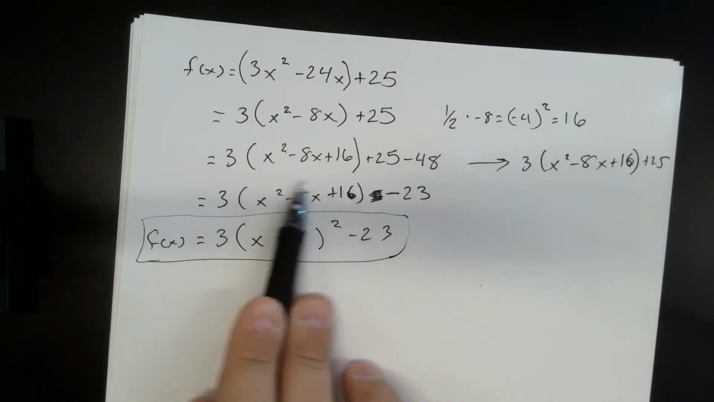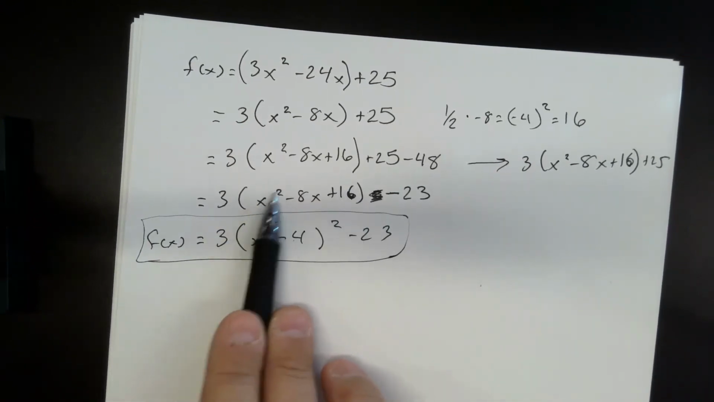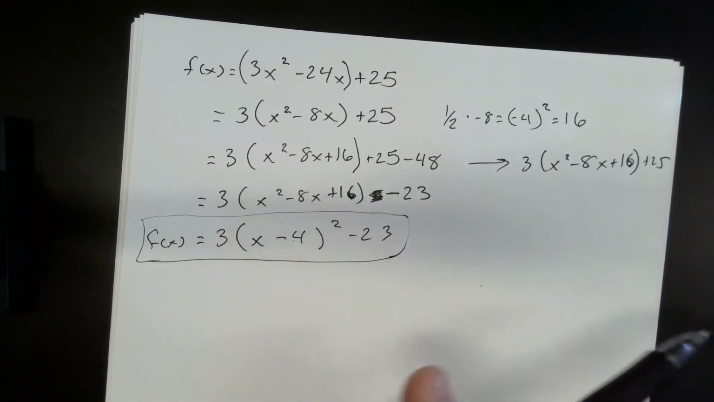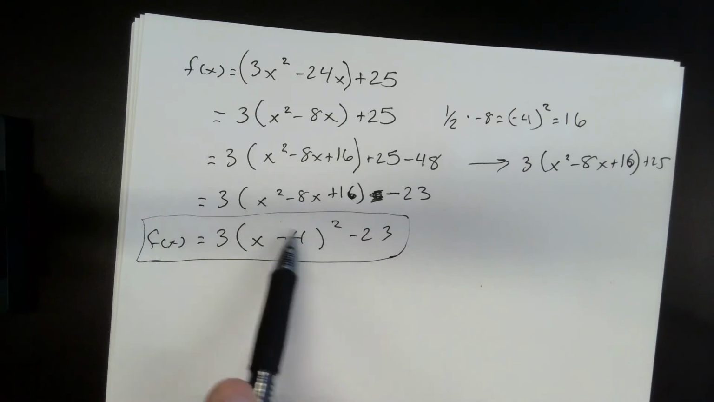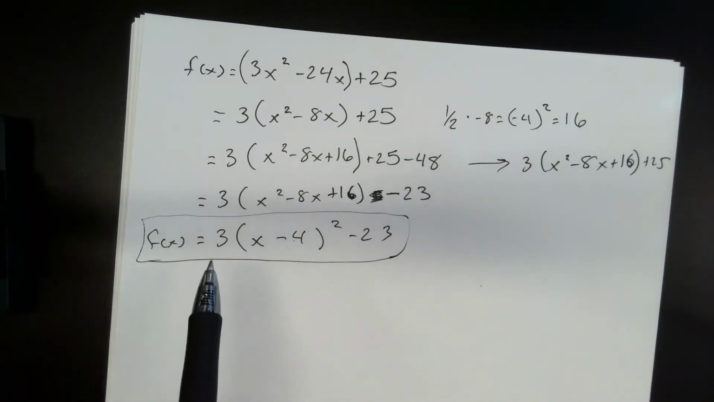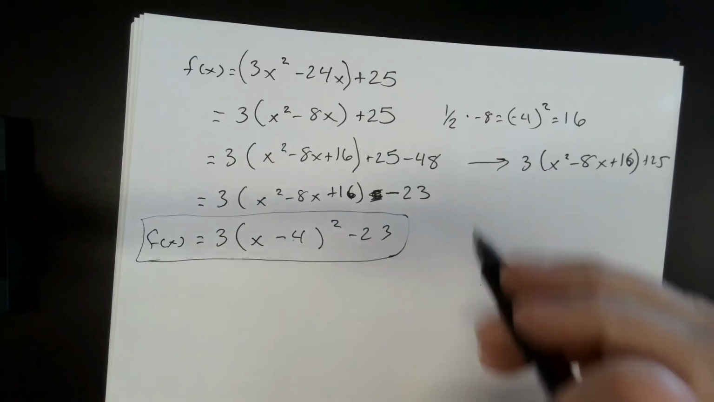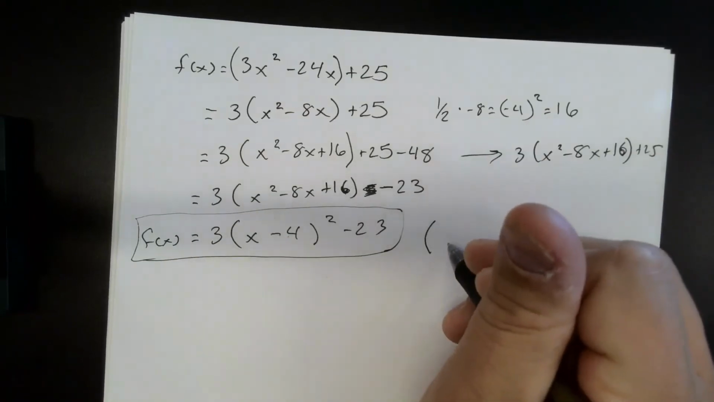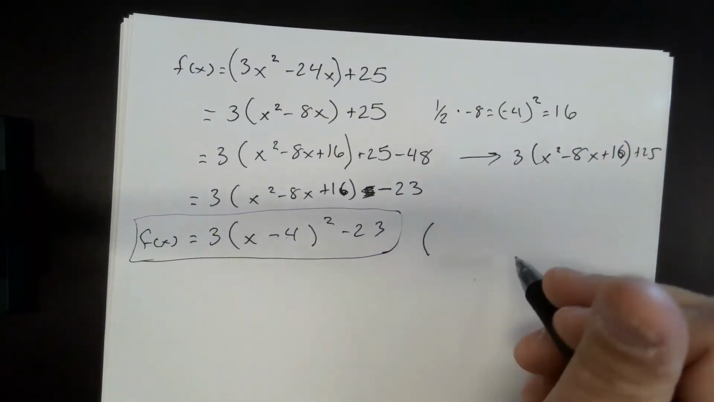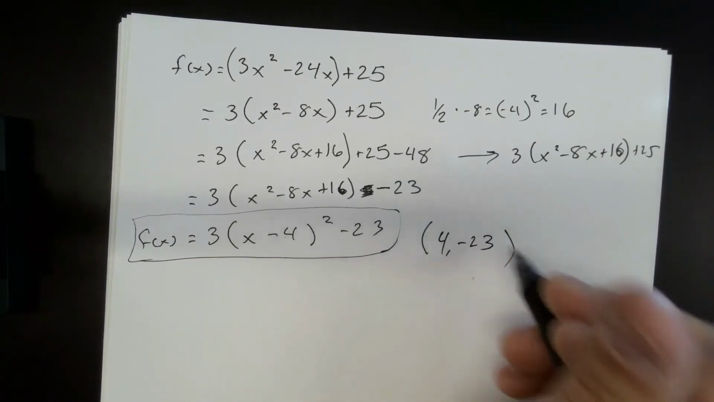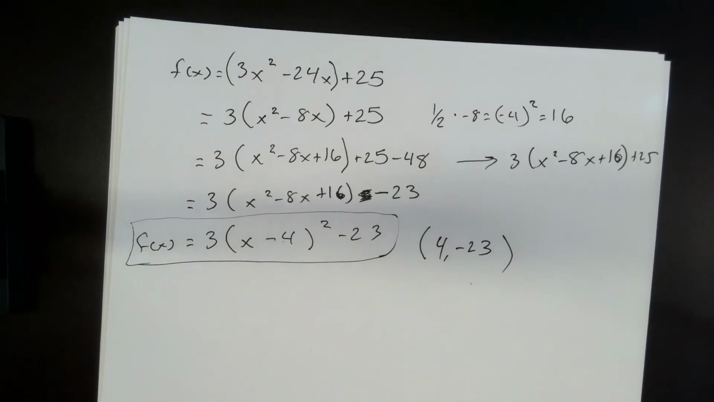We're factoring this perfect square trinomial. X squared becomes x, 16 becomes 4 squared. The 8 is inside of here. If you went back through and FOILed x minus 4 times x minus 4, it'd go back to this. Okay, what is the vertex? Who can tell me what my vertex is? 4, negative 23. 4 and negative 23, awesome. And that's also going to be part of your answer.